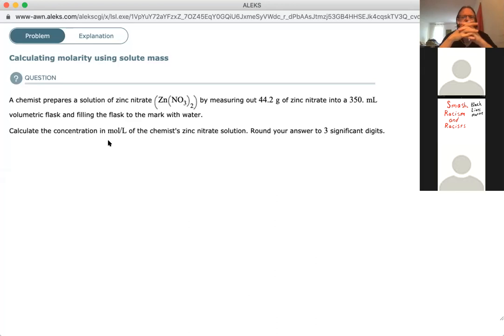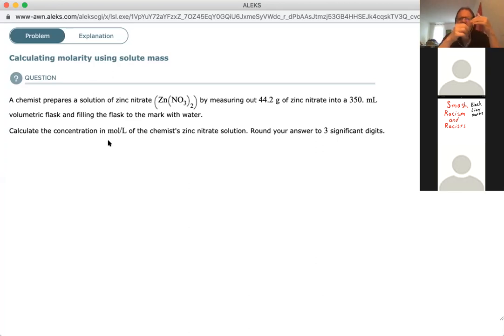A chemist prepares a solution of zinc nitrate. Now notice all those parentheses. The reason there's all those parentheses is they're just trying to say, look, zinc nitrate has this formula. So they put some parentheses around it. But then the inner parentheses are about the chemical formula, right? So the inner parentheses are telling you that there's 2 nitrates for every zinc. You're going to measure out 44.2 grams of zinc nitrate. 350 milliliters rounded to 3 sig figs, right?